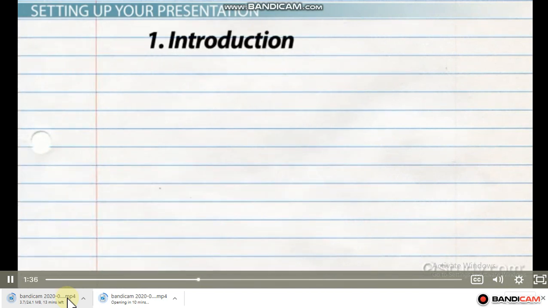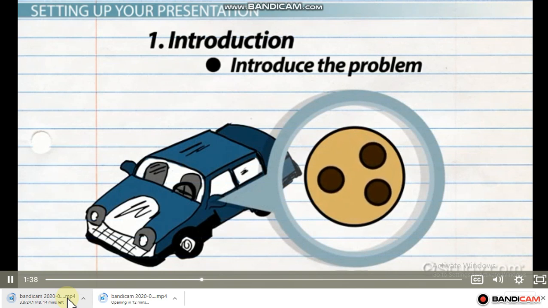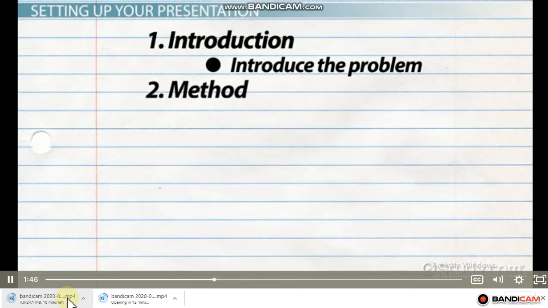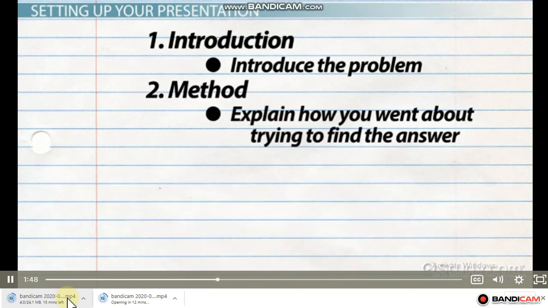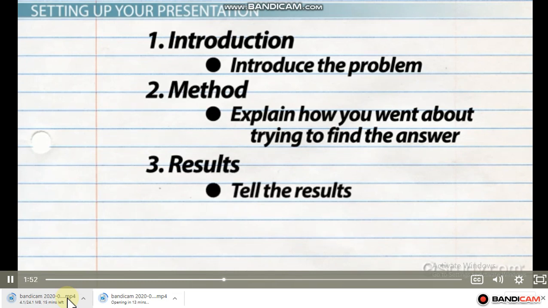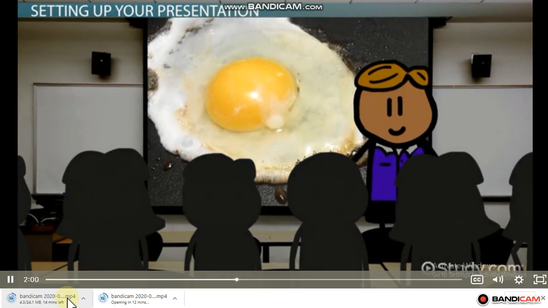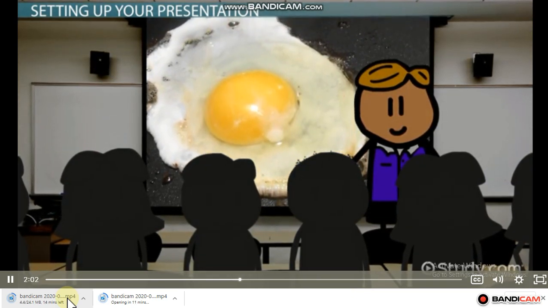1. Introduction. This is where he introduces a problem in a way that his listeners can relate to and also encourages them to want to know the answers as well. 2. Method. This is where he explains how he went about trying to find the answer. 3. Results. This is where he tells his results or what he found out. 4. Conclusion. This section basically summarizes what you said. It's like giving a condensed version of your talk, a very condensed version.